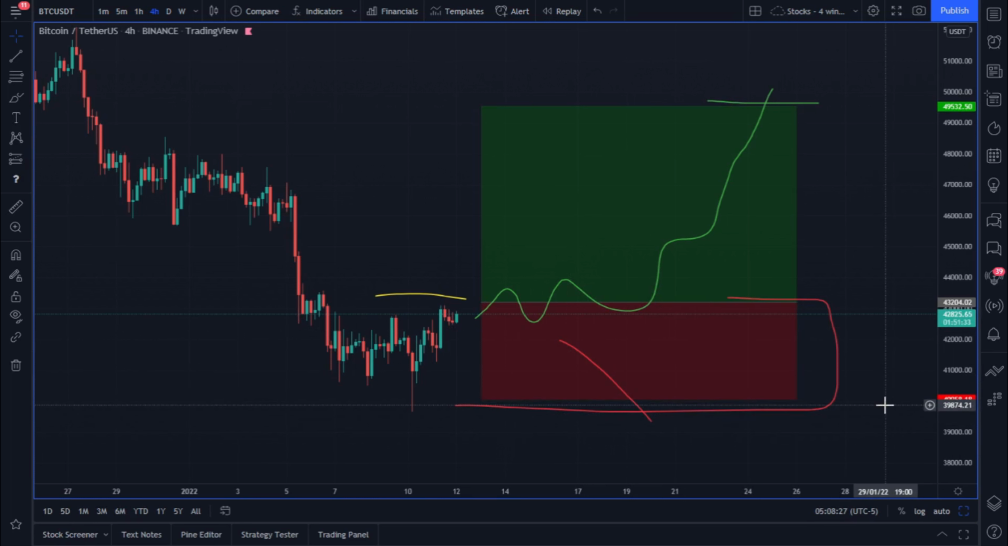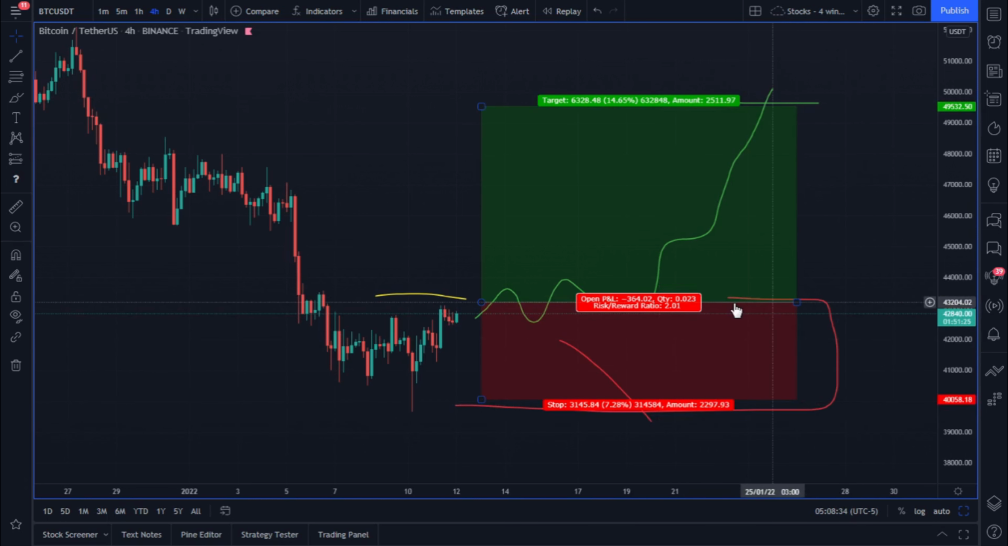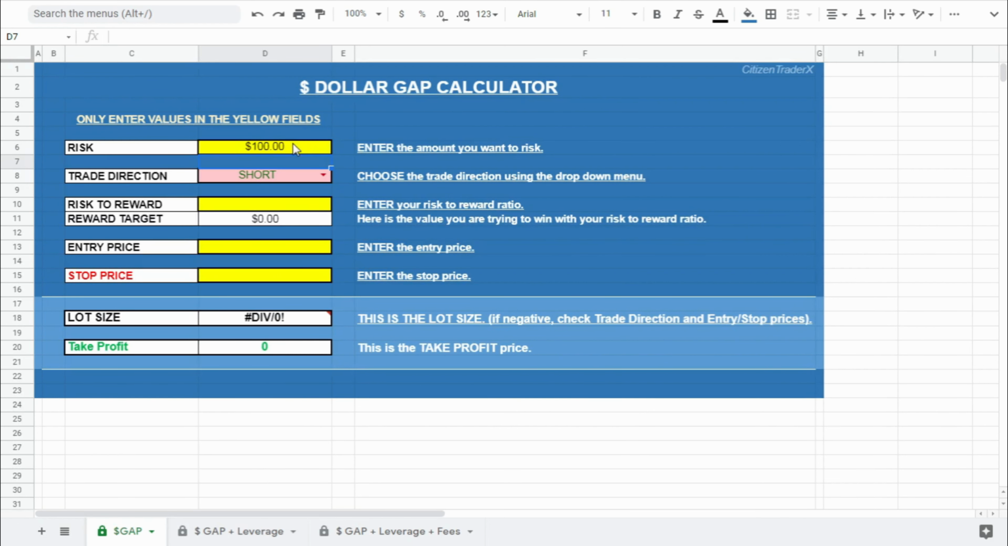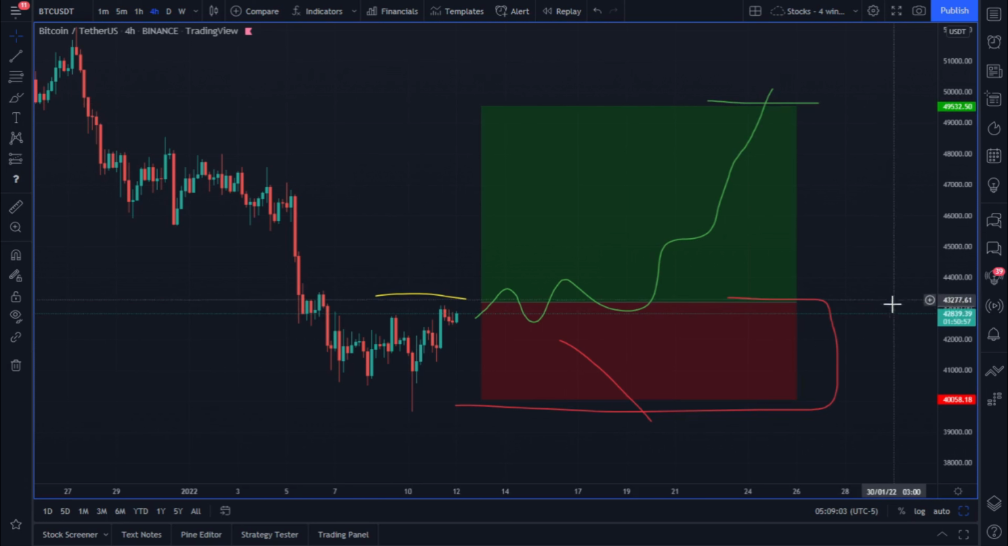Okay, so we want to double our money. So we need to know how many Bitcoin we need to buy in order to risk $100 to try and make $200. So this is where our calculator comes into play. We want to risk $100. We're going long. Our risk to reward is 1 to 2. So our reward target is $200. What's our entry price? It's the grey line here.